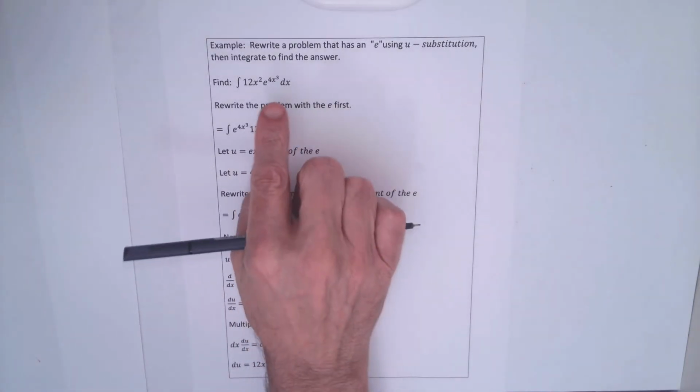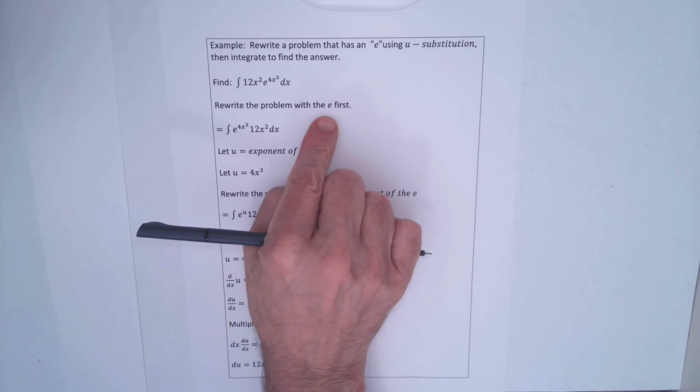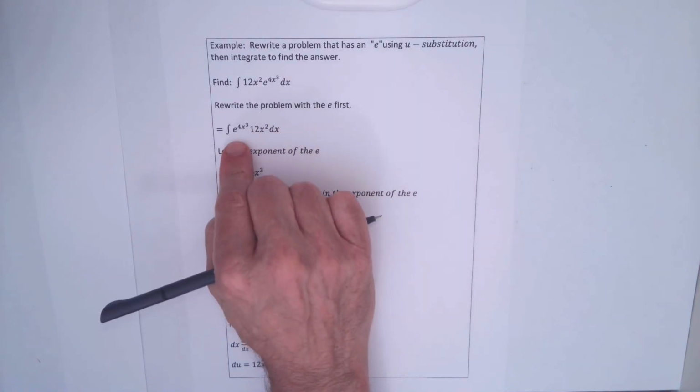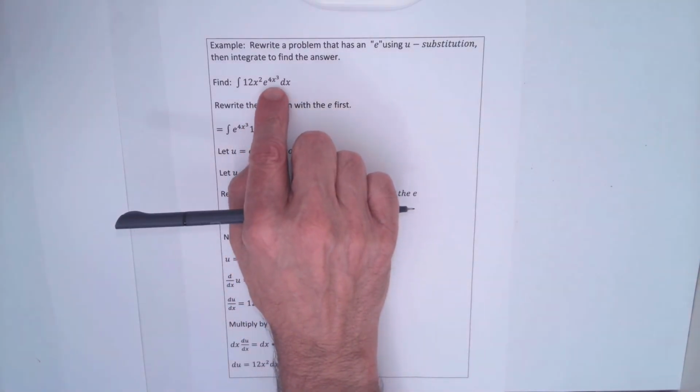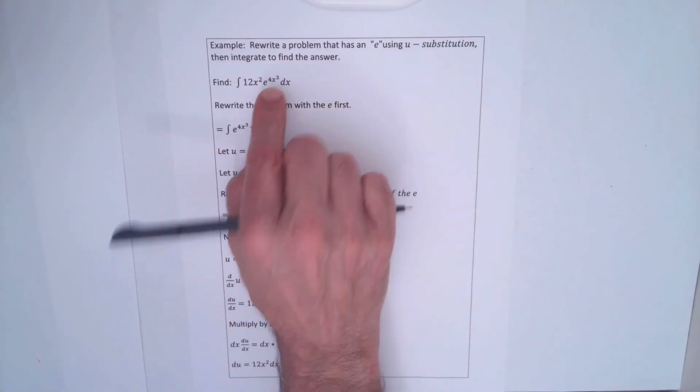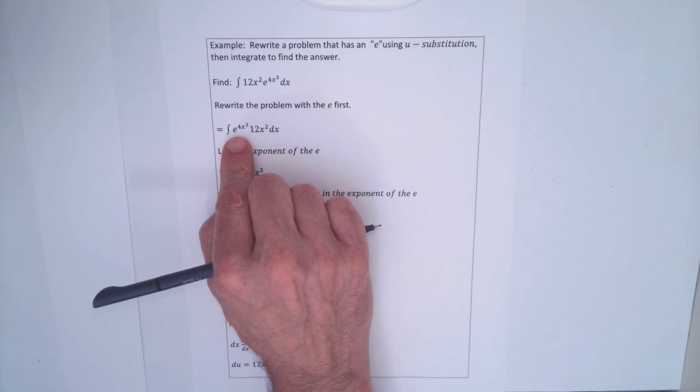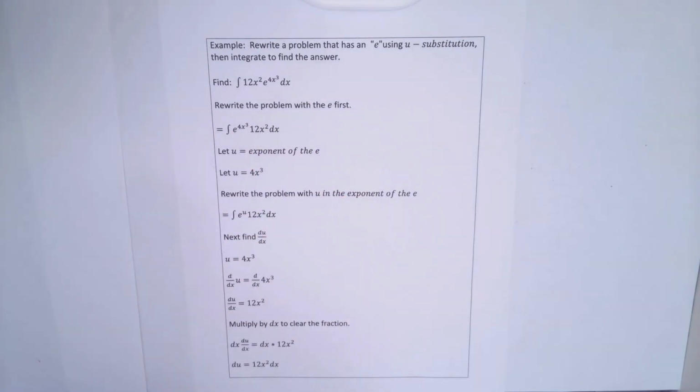Just like parentheses with exponents, I'm going to rewrite the problem with the e first. So in the first two problems I did, there was parentheses with exponents, and I didn't want to do the multiplication, so I used U-substitution. Any e problem, if the exponent isn't just an x, it's U-substitution. Step 1, write the problem with the e first. That's what I've done. And then I have to decide on the u.